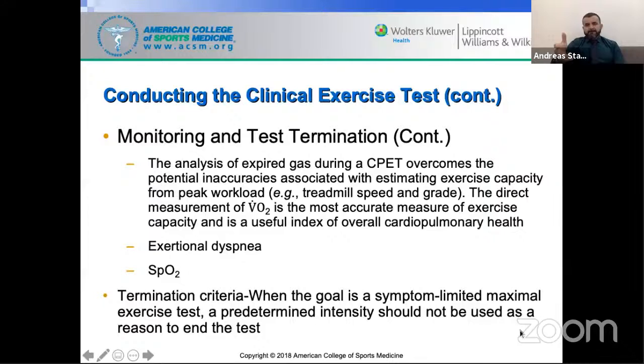When the goal is a symptom-limited maximal exercise test, we shouldn't have a predetermined intensity. So what does it mean? I said before that when we did our testing in our lab, we had 85% of HR max as the intensity at which we should stop the individuals. So they would take them through the protocol. If they could finish the whole thing, great. If they reached 85% of the predicted HR max, we would stop them. Here now, you stop them based on a symptom. So you're not looking for a specific intensity. You're looking for symptoms. If you see those symptoms, that's when you know that you should stop the test. Okay, that's the difference.